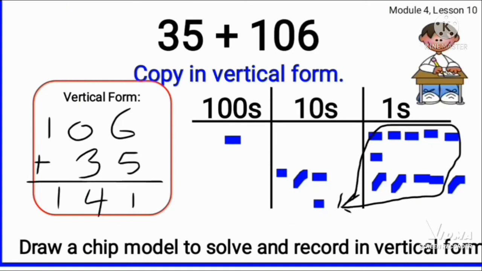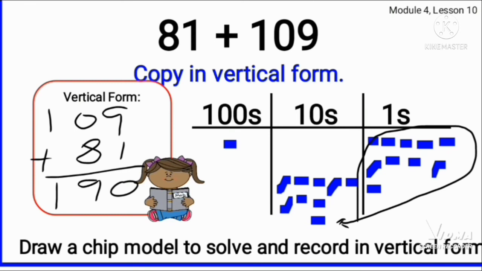106 plus 35. What would be the answer? 6 chips plus 5 chips in the ones place gives me 11 chips. I'll write down the 1 and then compose a 10. 1 plus 3 is 4 tens, and I have my 100. 141 is the answer.